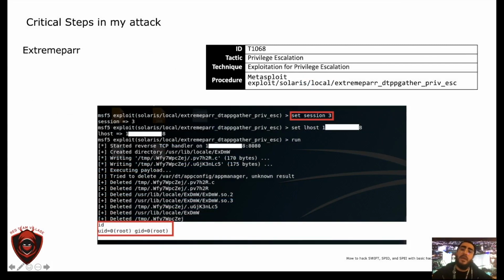I found a tool in the Shadow Brokers dump used to elevate privilege in outdated Solaris systems called Extreme Park. And finally, I was root in the systems.